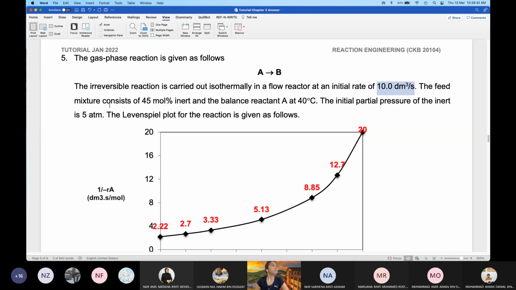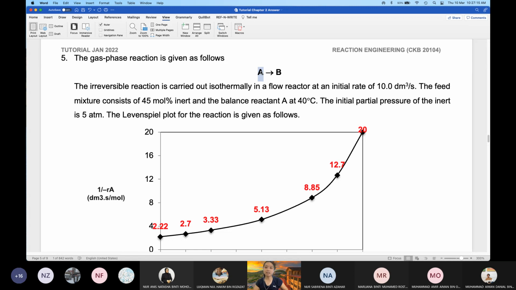Okay. The feed mixture consists of 45 mole % inert and the balanced reactant A at 40 Celsius. So can you see this part? Dia beritahu kita initially tu feed tu initial lah kan, consists of 45 mole % inert balanced A. So kamu perasan dalam my reaction I have one reactant which is A. However, this is gas phase kan, this is gas A.